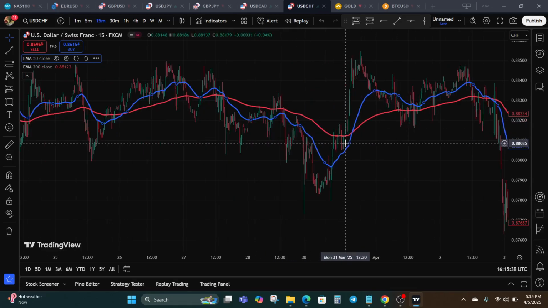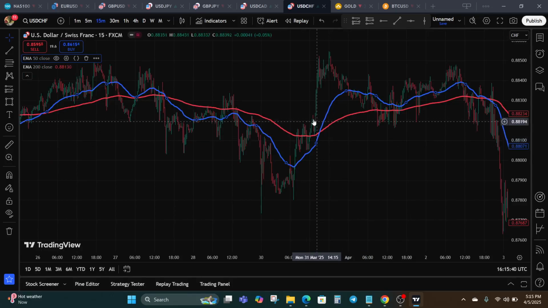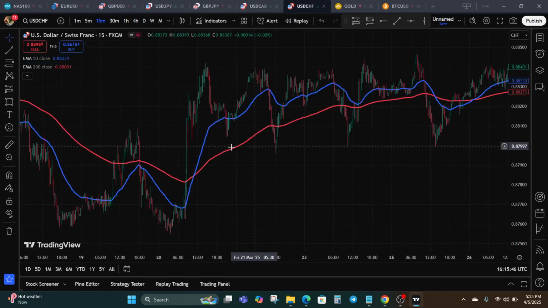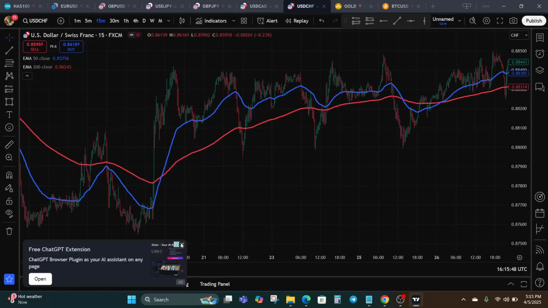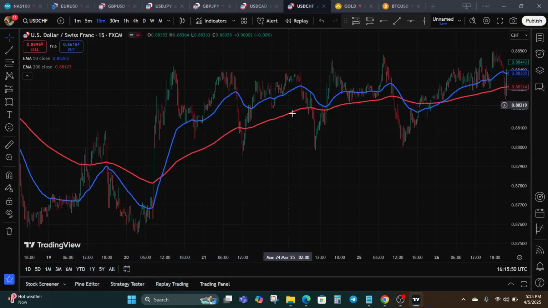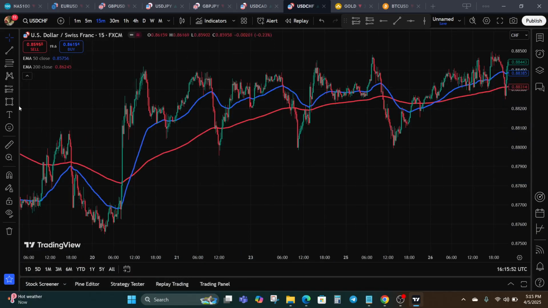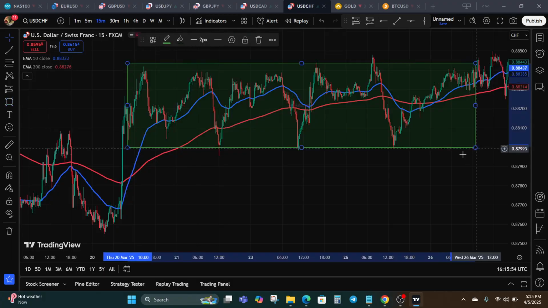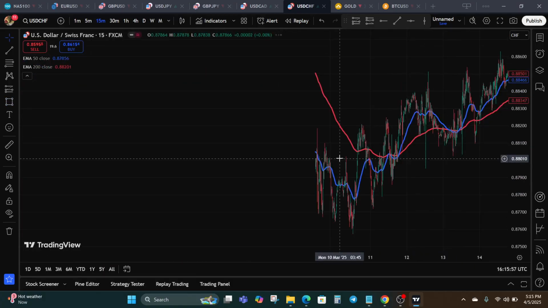So to confirm the signal, you can look for price to stay above both moving averages for a few candles, showing that the trend is likely to continue. Meanwhile, if you have a choppy market, if you have price moving sideways, just stay out of the trade, like what we can see happening around here. Okay, so you want to have a clear direction.